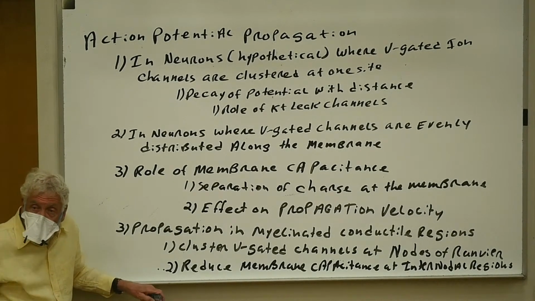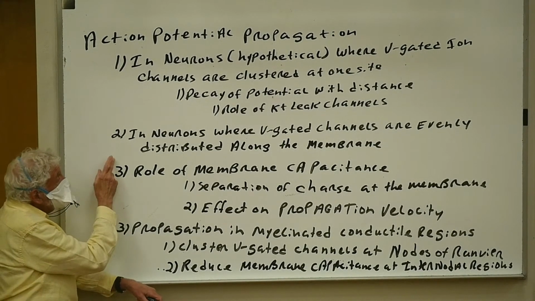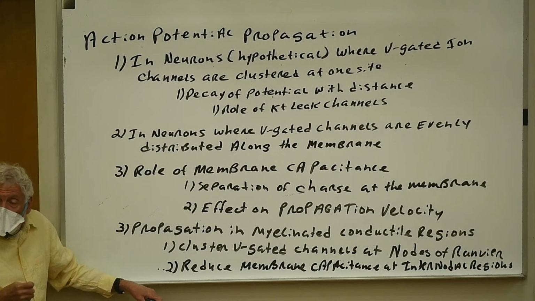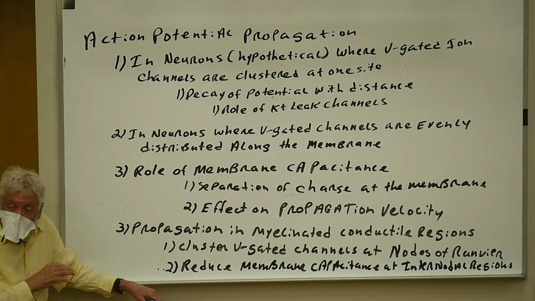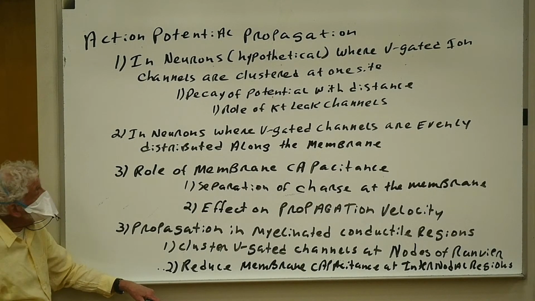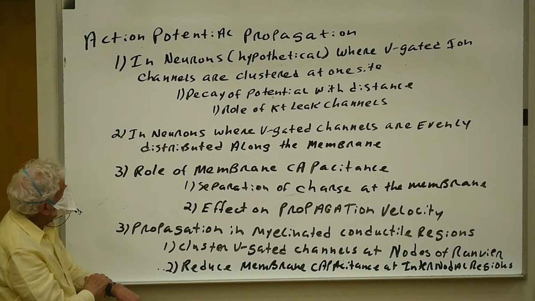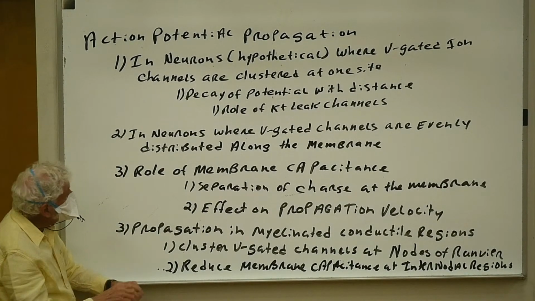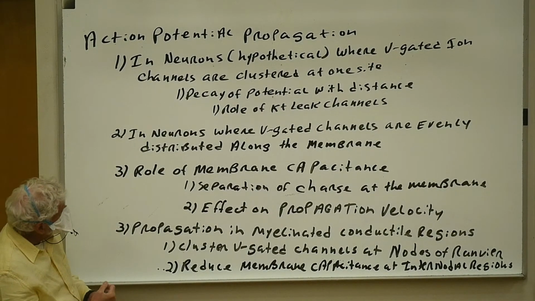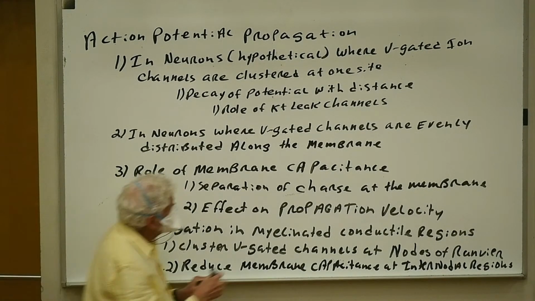In the first iteration of the story, we're going to imagine that the voltage-gated channels are evenly distributed all along the conductor region. This is an example of an unmyelinated axon. In fact, I should write that out.